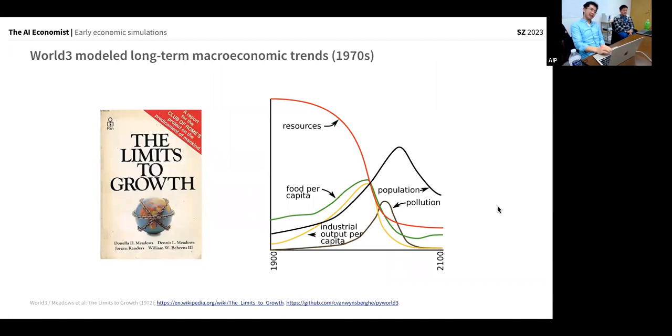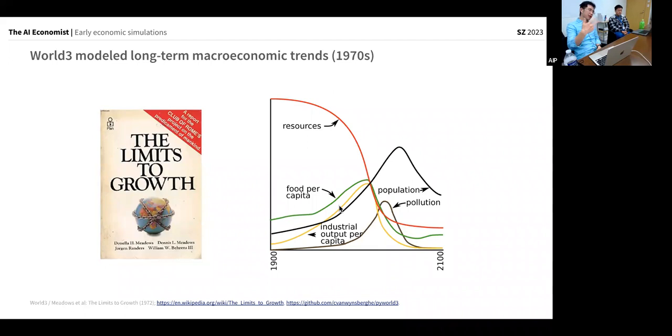What's interesting here is that some people took this seriously, right? What I showed you was called World 1, there was World 2, that was the name of this simulation, and then there was World 3. And World 3 led to this study that was called the Limits to Growth. There was this organization called the Club of Rome, a group of famous economists and famous politicians who got together and said, we're important and we should think about the future of Earth and the future of the economy.